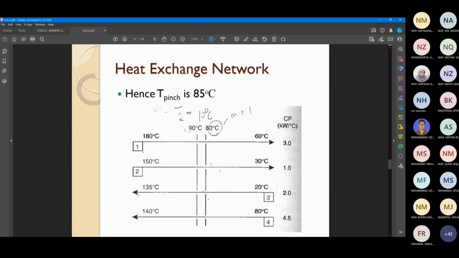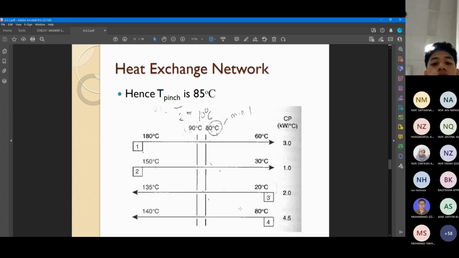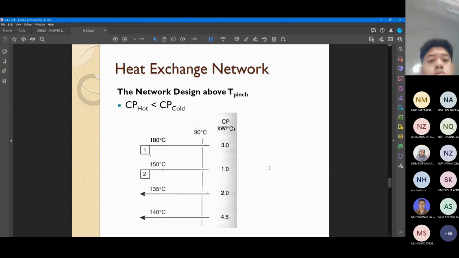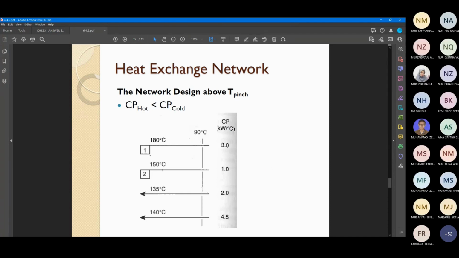So after you do this, you need to look at the choices involved. I'm going to share this in another screen so that we can do the calculation. So we just do the usual calculation. Okay, hold on. I need to use the whiteboard.